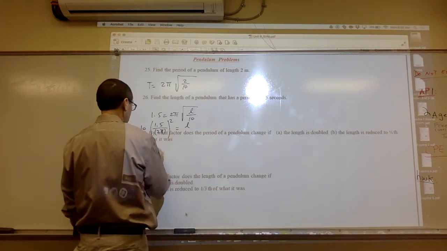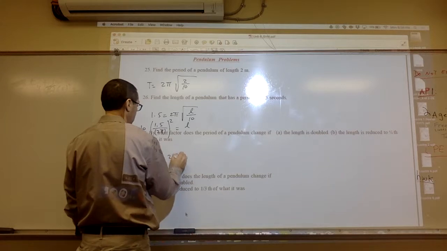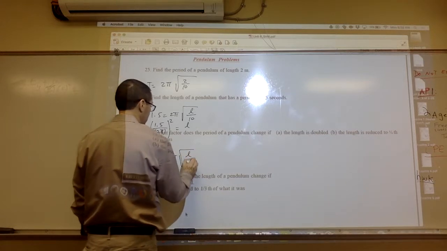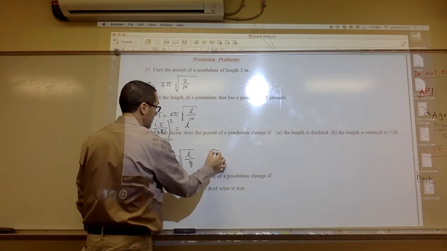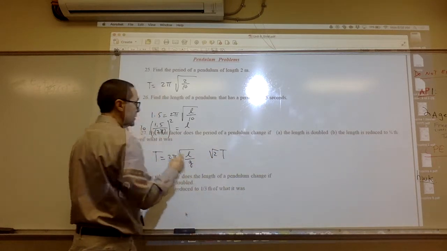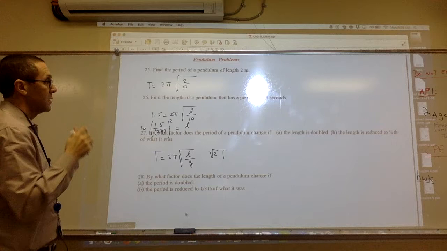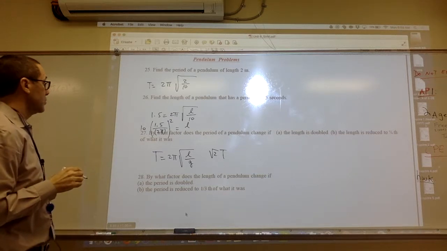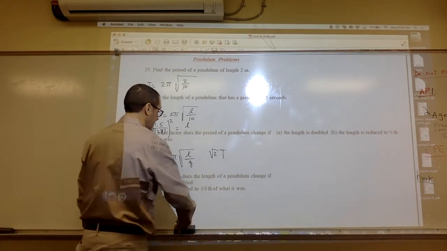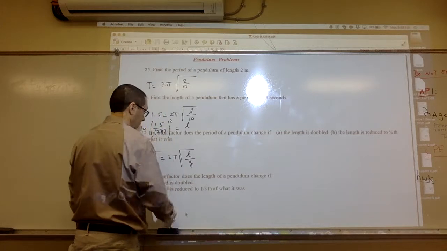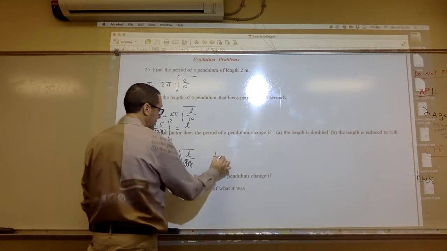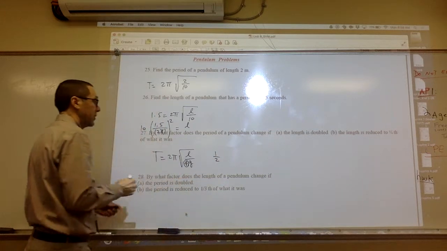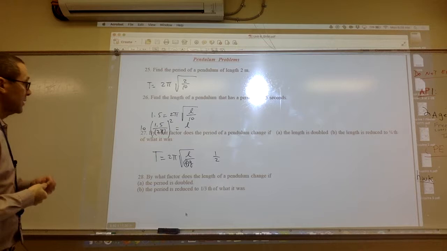By what factor does the period of a pendulum change if the length is doubled? Here's the formula: T equals 2 pi square root of L over g. If we double the length, the period will be radical 2 times as much. If the length is reduced to 1/4, you divide the length by 4, this 4 comes out as a 2 on the outside. So your period will be half of what it was.